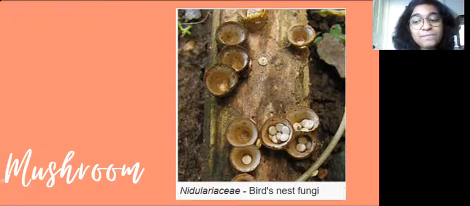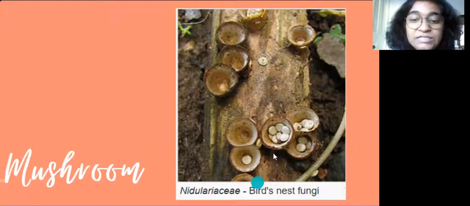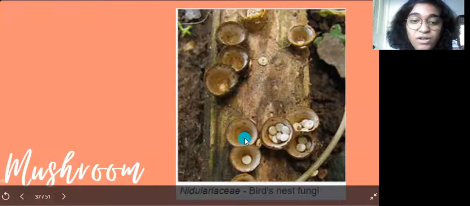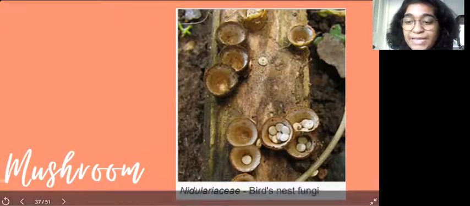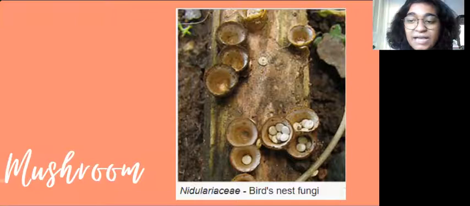Peridioles contain a glebal tissue, basidia, which is a microscopic spore-producing structure, and basidiospores are a reproductive spore and are dispersed by rain. So it is dispersed by rain. When water comes, it fills and then flows to the next spot. The nests are splash cups.